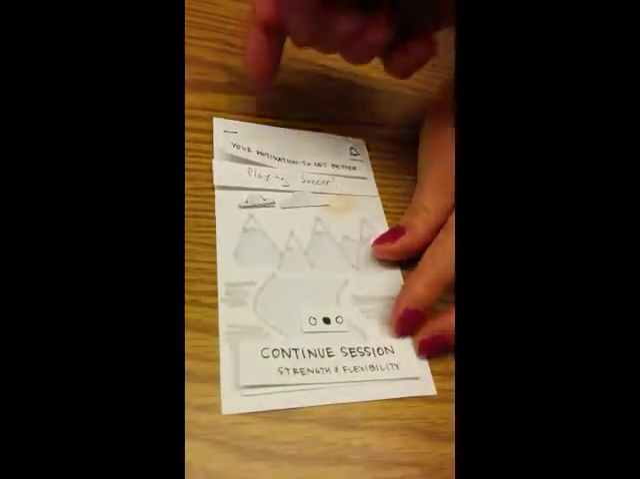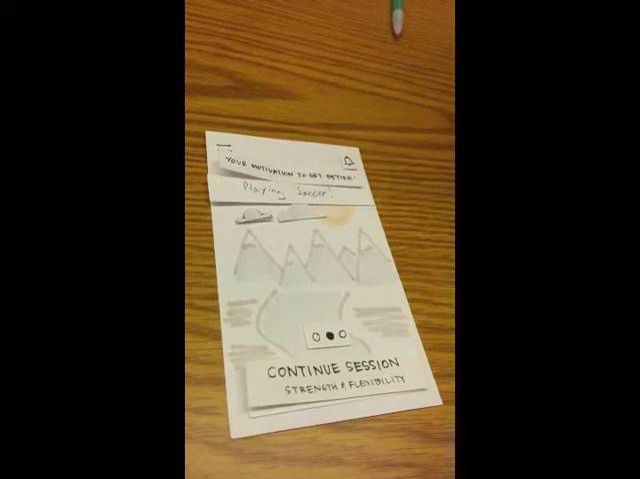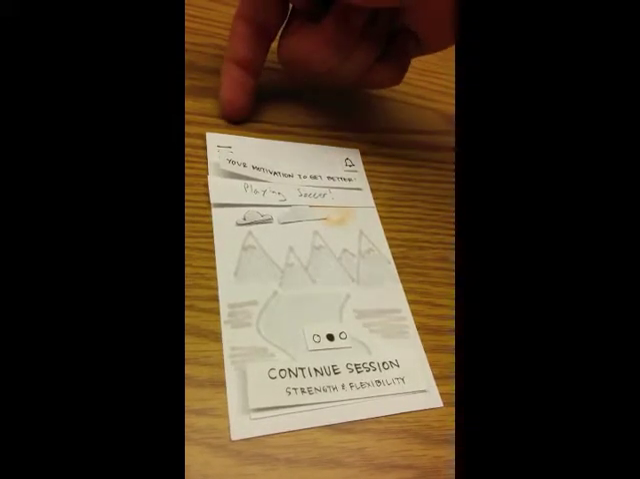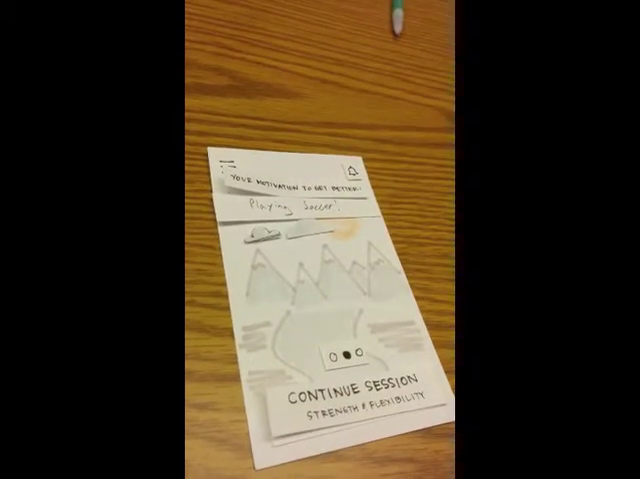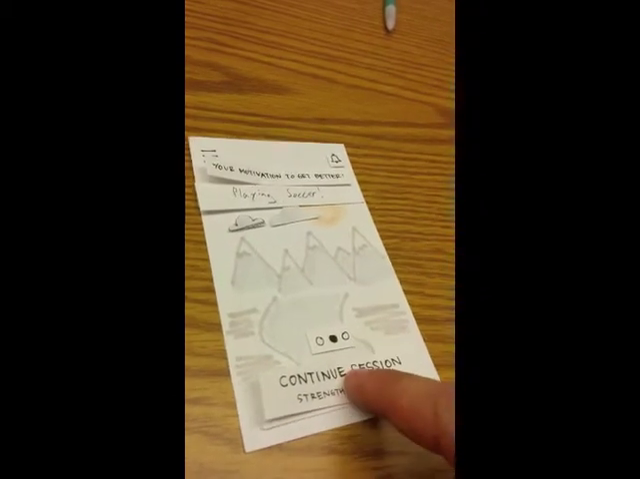Now I'm just going to put my phone to sleep, and I'm coming back later now. This is later in the day when I'm ready to resume. So I came back to the home screen. Looks like it's a little bit different. I've got a continue session button now. Continue.